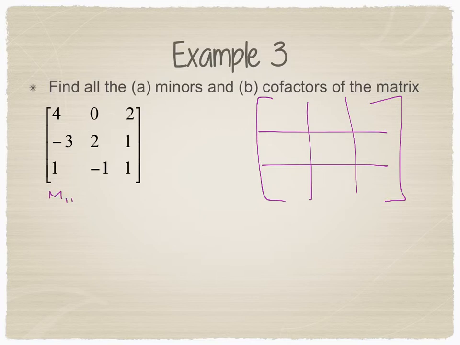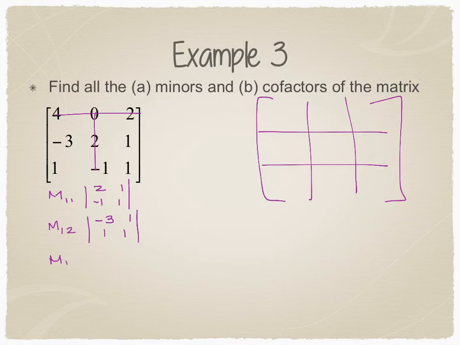This time you're going to have to do a little bit of work to fill that space. So minor of row 1, column 1 means I cross through those two things, row 1 and column 1. And I find the determinant of what is left. 2, 1, negative 1, 1. I'm going to go back and do that work, but I'm going to continue in the pattern of going to minor of row 1, column 2. So now instead of doing row 1, column 1, I'm doing row 1, column 2. I'd find the determinant of negative 3, 1, 1, 1. So you put the numbers in the order in which they appear. And then I'm going to find the determinant of that.